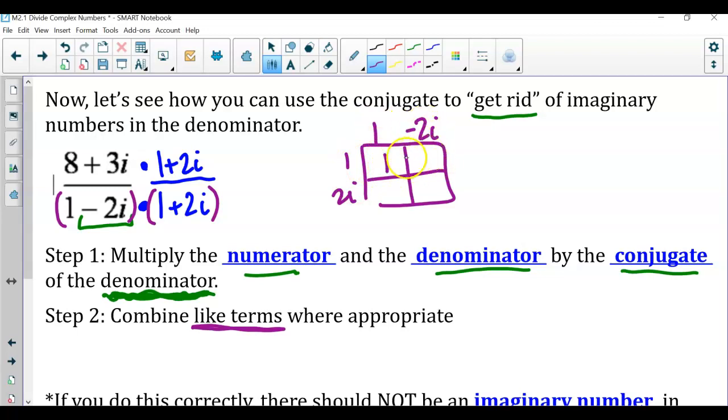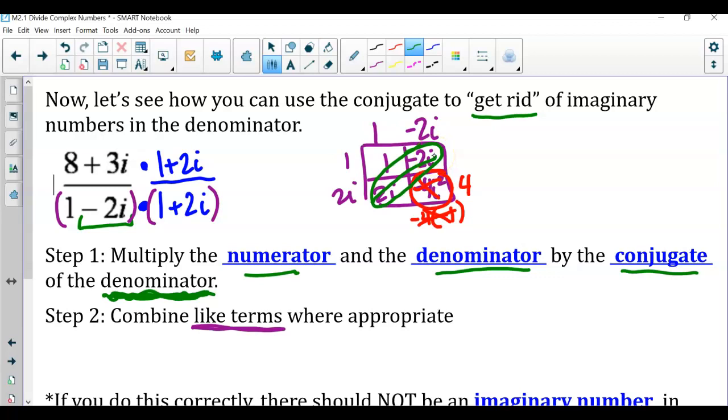1 times 1 is 1. -2i times 1 is -2i. 2i times 1 is 2i. Negative times a positive is now a -4, but i squared, right? Because i times i is i squared. Then remember, you can't leave it with i squared, because i squared is -1. Then multiply by -4, negative times a negative is now a 4. So then here, notice on the diagonal, you have 2i plus -2i, which gives you 0, gone.